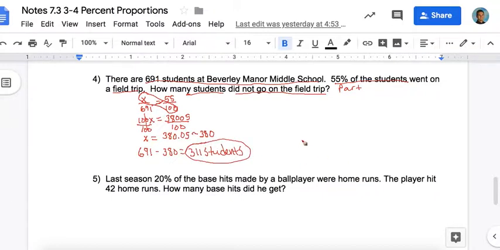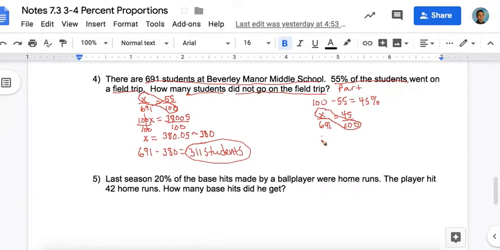Now, the other way to do this is if 55% of the students went on the field trip, what percent did not go on the field trip? And hopefully you were thinking 45%. So we could do 100 minus 55, and that would give us 45%. And now I'm going to use 45% in my percent proportion. So x over 691 equals 45 over 100.